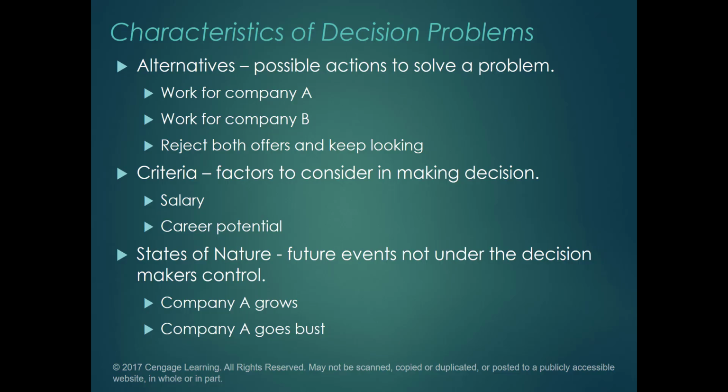The last one is the state of the nature. This is about future events that may happen, and most of the time they are not under the control of the decision maker. For example, Company A may grow or may bust. These are the two possible scenarios that can happen, but the decision maker has no control over them.